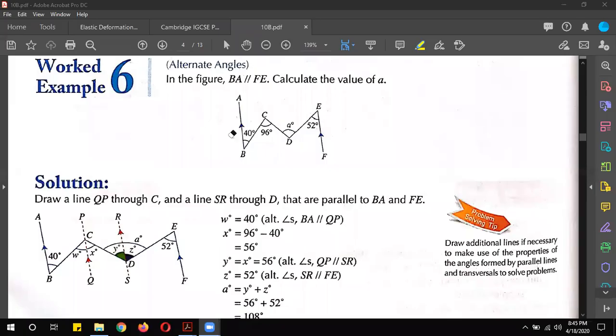अच्छा, सो आज जो हमारे पास क्वेश्चन है, ठीक है, वर्कड एग्जांपल 6, तो उसमें हमारे पास ये एक फिगर गिवन है। उसमें हमें डिफरेंट एंगल्स दिए गए हैं कि दिस एंगल इज 40, दिस टोटल एंगल C इज 96. We need to find this angle A here, and this is angle E, which is 52 degree.